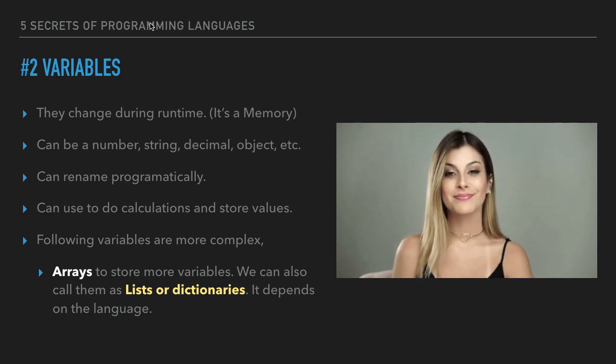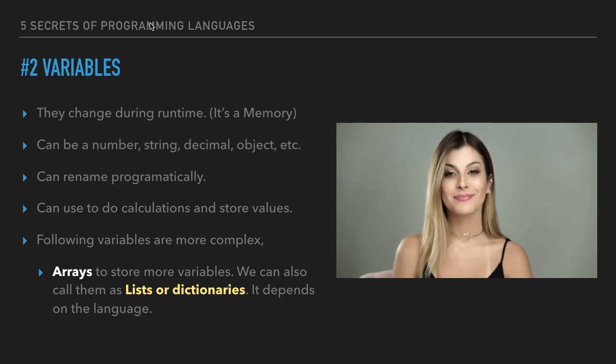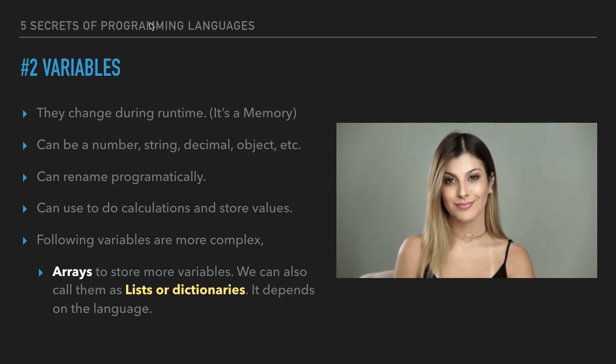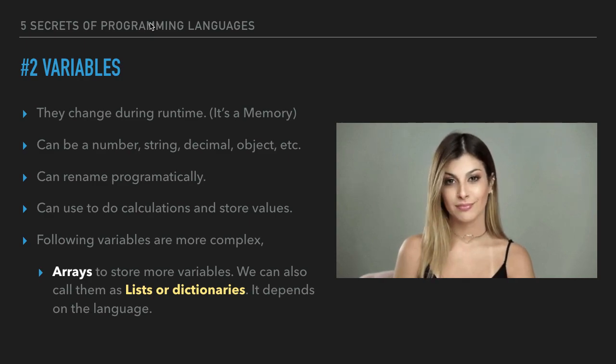You are 170.5 centimeter or something. So there's a point. It's a decimal place, so it's a decimal. Or this variable can be an object, something like another variable, another set of variables, or arrays. I will discuss this later. It can be an image, or sound file, or binary stuff. Anyway, a variable can be a string, number, decimal, object.